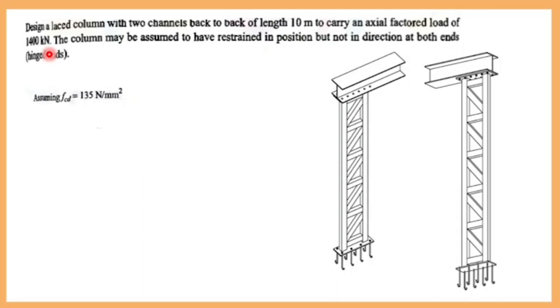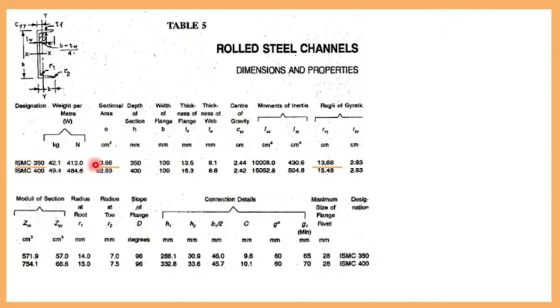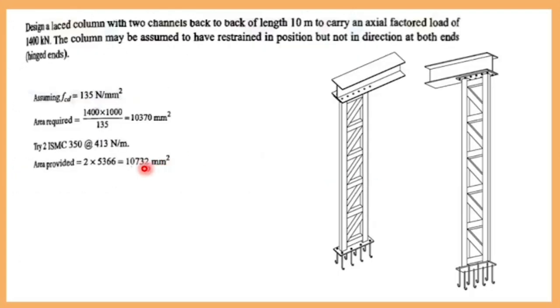What is the area required? Load divided by stress will give you the area. Load is 1400, you multiply by 1000, divided by 135. That is 10370 mm square. In the problem they have given to select two back to back channel sections. Now from the steel table, ISMC 350, the area is 53.66 and the radius of gyration RZ is 13.66 and RYY is 2.83. If you multiply this by the number of sections, you will be getting an area of 10732 mm square.